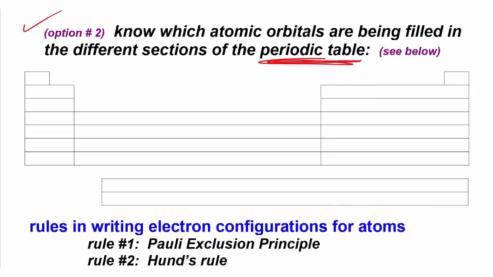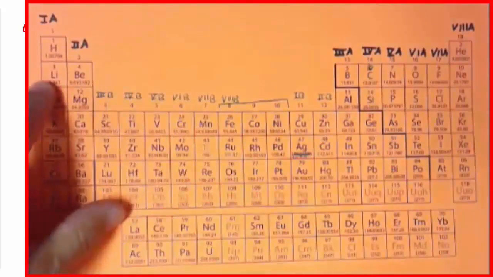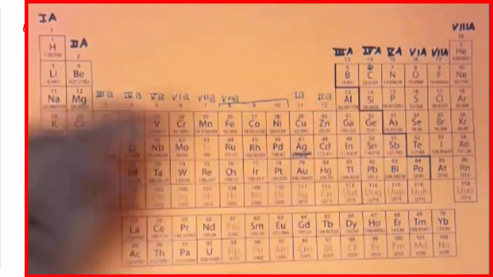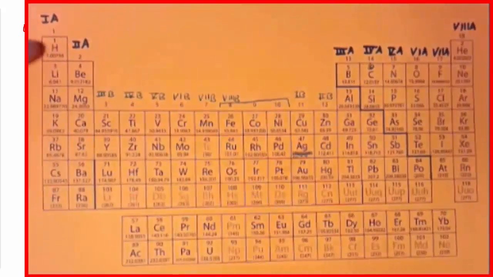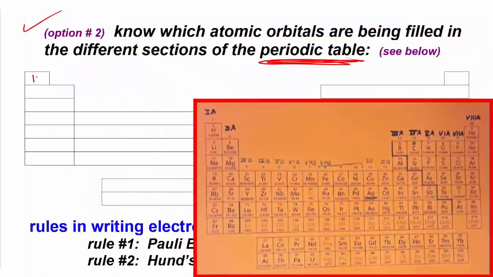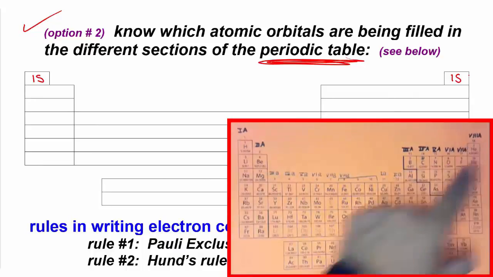The entire periodic table is designed because of the electron configurations of the elements. So let's know which sections are being filled with which atomic orbitals. In the periodic table, hydrogen has 1 electron, helium 2, lithium 3, beryllium 4, boron 5. So see how the order is being filled here with electrons. What's being filled first? 1s. So this is still 1s, right? Because 2 electrons can fit in an orbital. So we're filling the 1s.